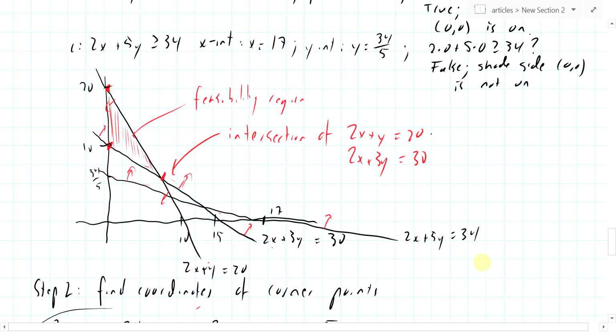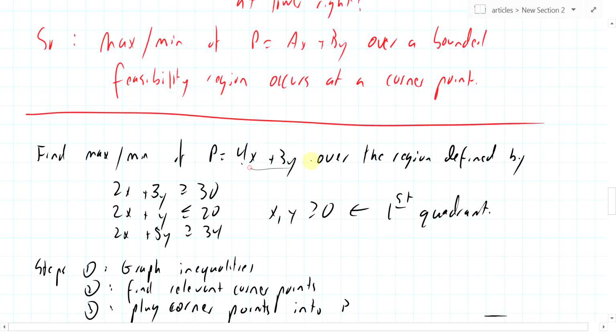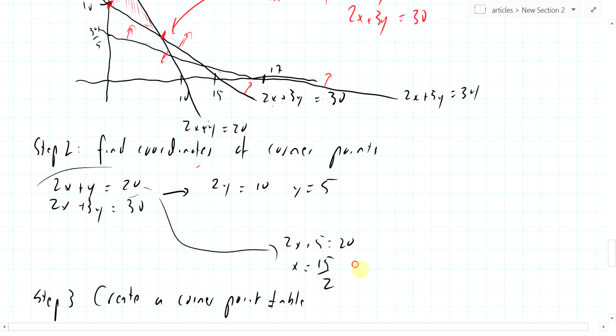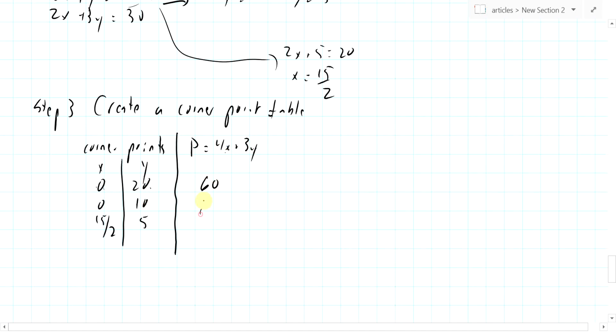Our function that we're trying to maximize and minimize, way back up in the top, is 4x plus 3y. So we just plug these coordinates into this function and see what we get. If x equals 0 and y equals 20, then p is equal to 60. If x equals 0 and y equals 10, then p is equal to 30. And if x is 15 halves, then 4 times 15 halves is 30, plus 3 times 5 is 15, so 45.